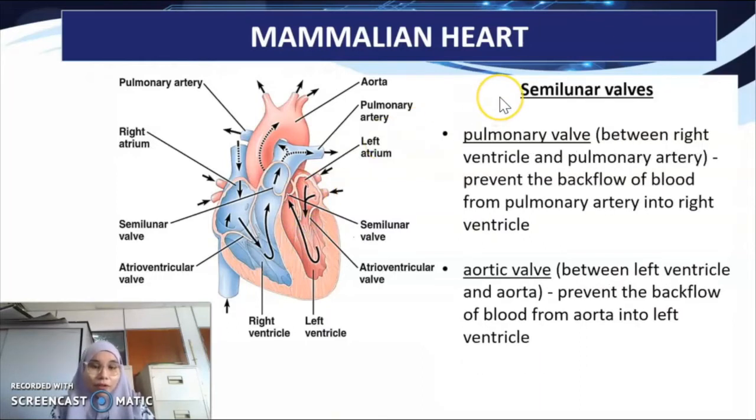The semilunar valves: the pulmonary valve, which is located between the right ventricle and the pulmonary artery, prevents the backflow of blood from the pulmonary artery into the right ventricle, while the aortic valve, located between the left ventricle and aorta, prevents the backflow of blood from the aorta into the left ventricle.